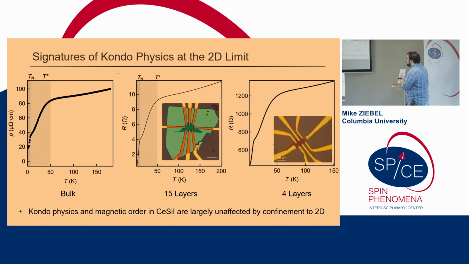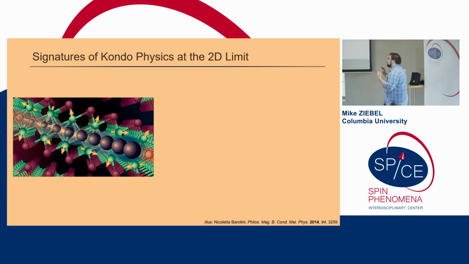And so what we can really see, quite remarkably, is that the Kondo physics and magnetic order are almost entirely unaffected by confining these samples to 2D. And so on one hand, this is a great success. This means we've succeeded in our main goal of confining the Kondo effect to a single van der Waals layer, where we can now use some of these van der Waals techniques to study this sample.